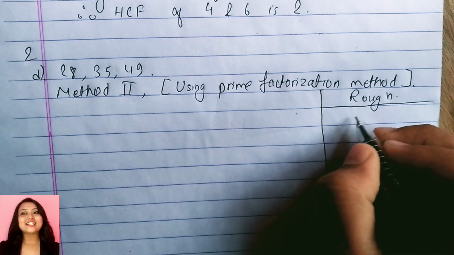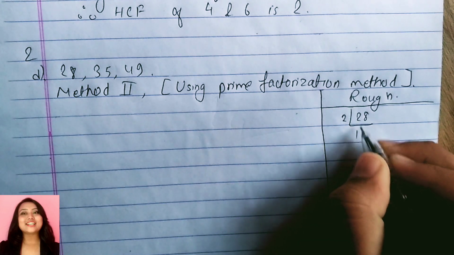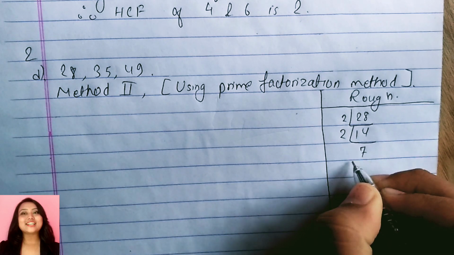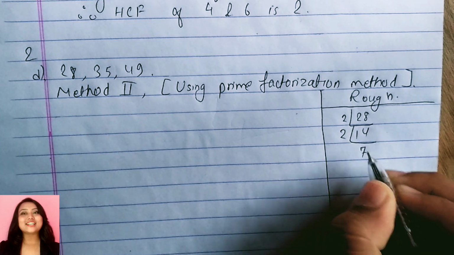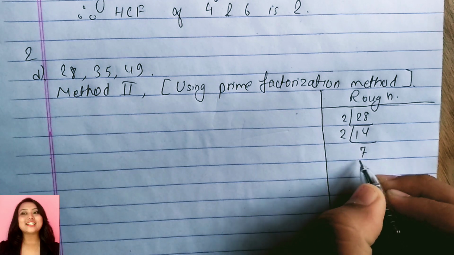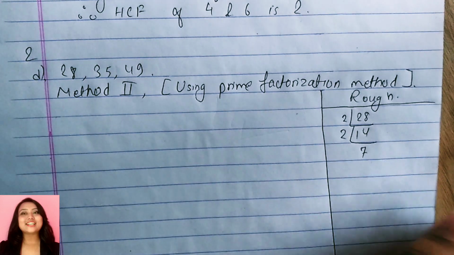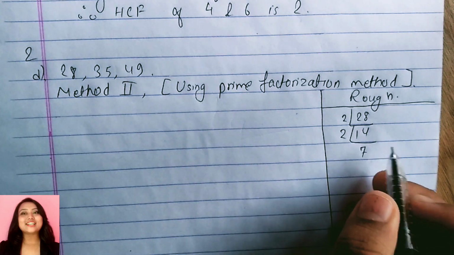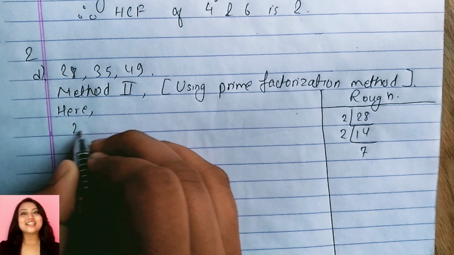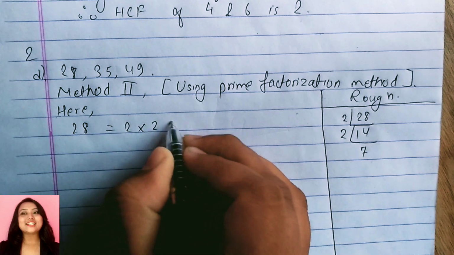Here the first number is 28. 28 can be divided by 2, right? 2 1s are 2, 2 4s are 8. Again, 14 can be divided by 2, so 2 7s are 14. Now can 7 be divided? No, it cannot be divided, since we are just using prime factors. We should not say it can be divided by 1, so 1 7s are 7. No need for that, just write 7 only. Now the prime factors of 28 are 2 into 2 into 7.